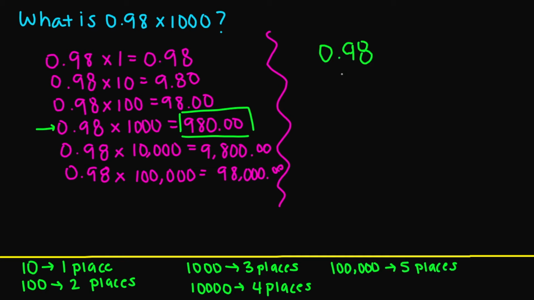So for this example, if I had my 0.98 and I had to quickly multiply that by 1,000, all I have to do is move my decimal point 3 places to the right. So this would be 1, 2, 3. It puts me right here. You do have an imaginary 0 here. So your answer is going to be 980.